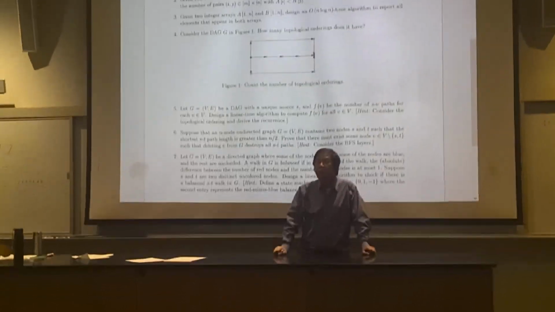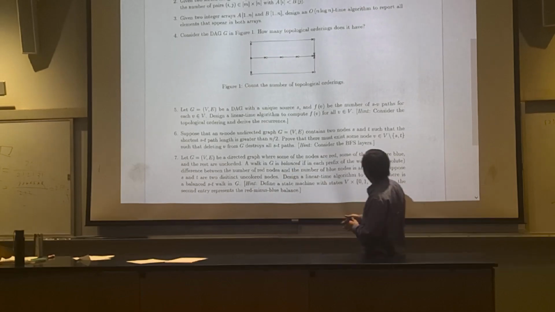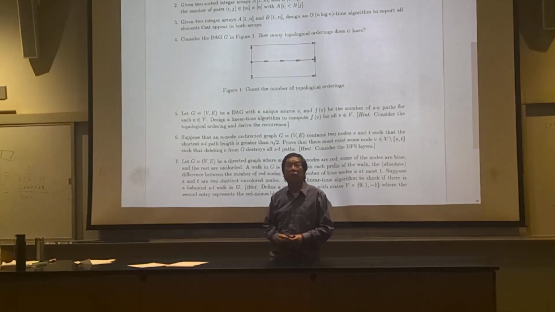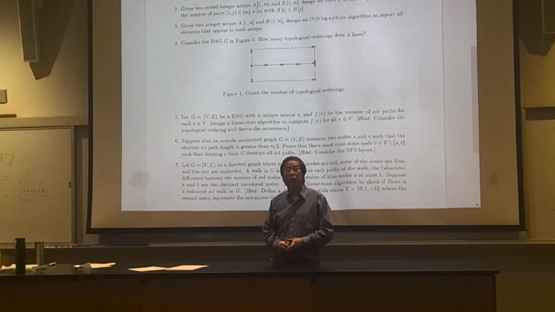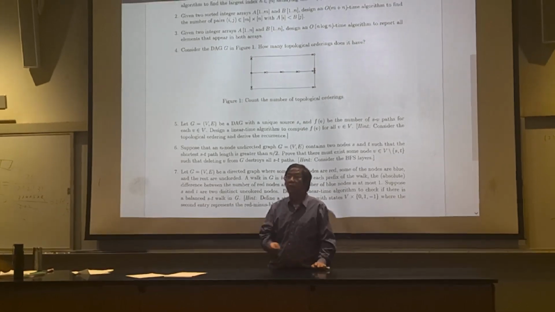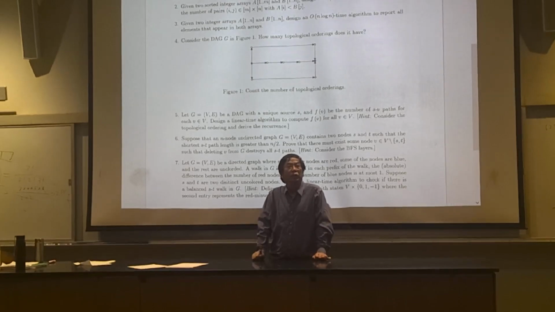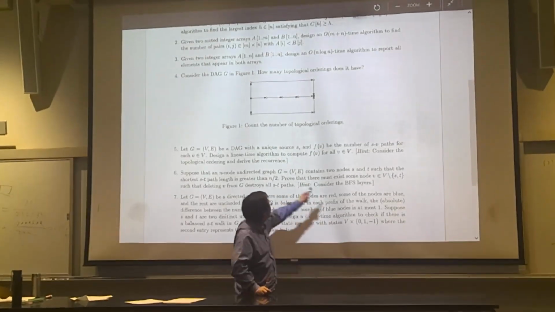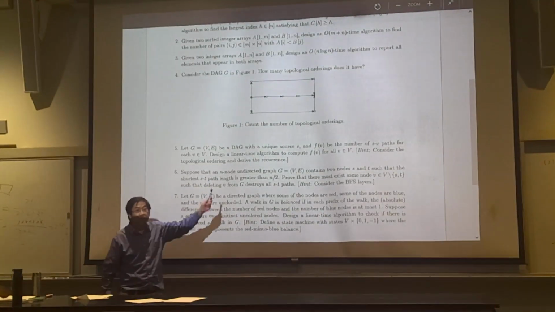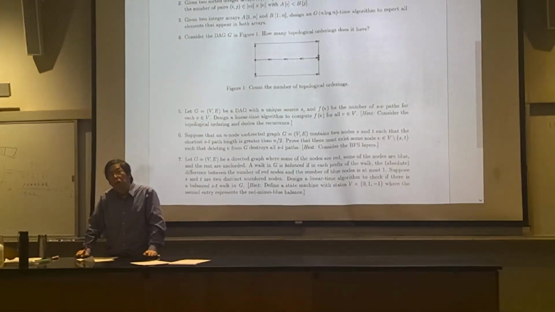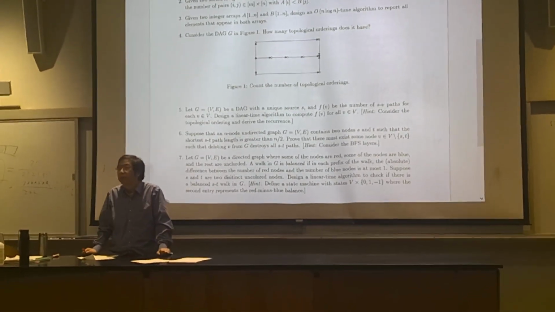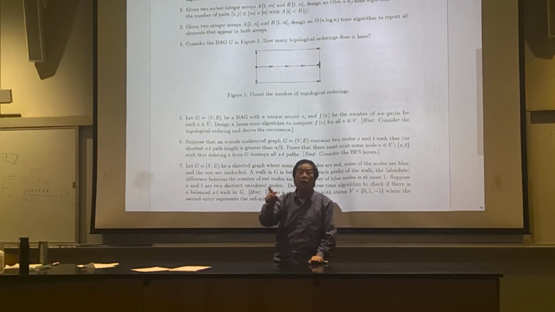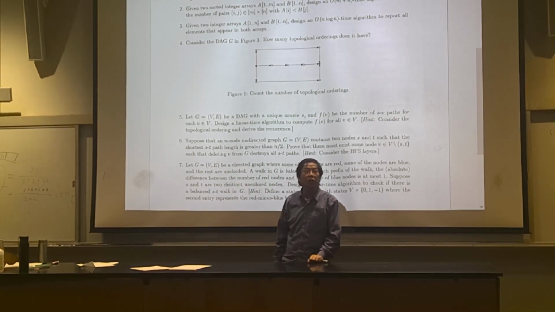I'll give the hint. For all those 3 problems, I'll give the hint. Here we need some kind of recurrence. This is like the second part. We need the recurrence. And to find the recurrence, I'll give the hint. Well, we need to consider topological order. So topological order can be considered linear time, right? So this is fine. This is within our budget. And then we need to consider the recurrence.